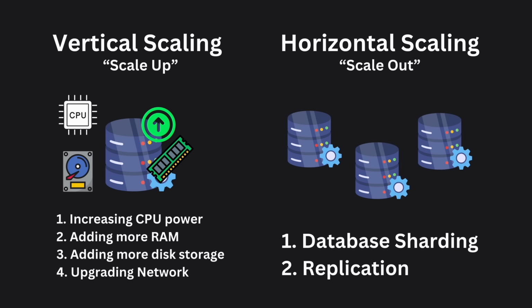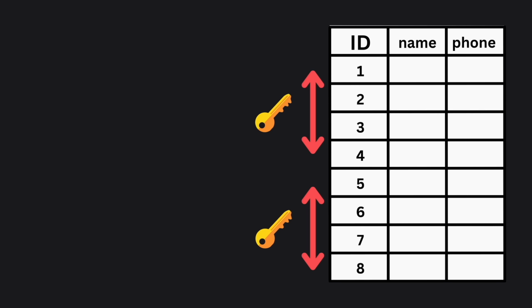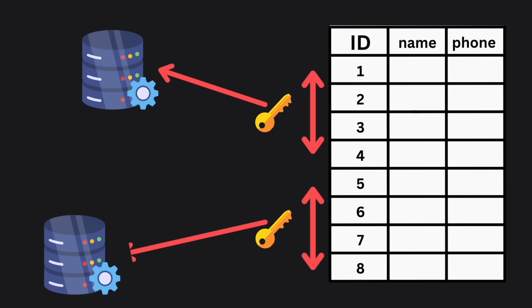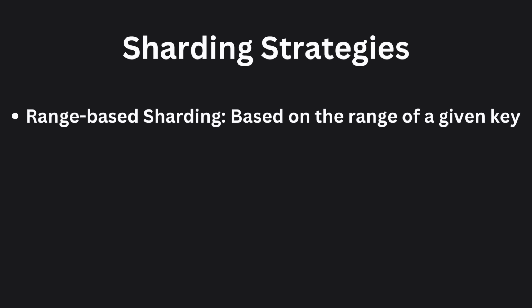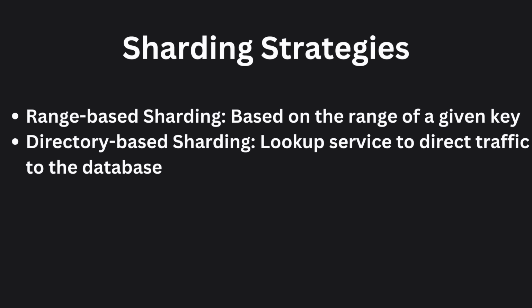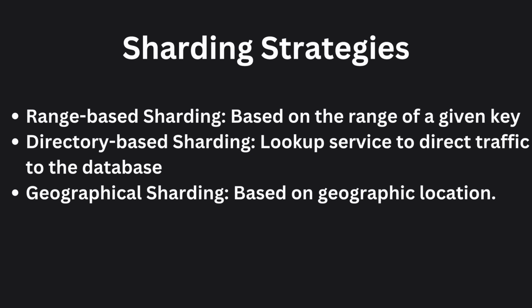Databases that support horizontal scaling distribute data across a cluster of machines. This could involve database sharding or data replication. The first option is database sharding, which is distributing different portions, shards, of the dataset across multiple servers. This means you split the data into smaller chunks and distribute it across multiple servers. Some of the sharding strategies include range-based sharding, where you distribute data based on the range of a given key, directory-based sharding, which is utilizing a lookup service to direct traffic to the correct database. We also have geographical sharding, which is splitting databases based on geographical locations.